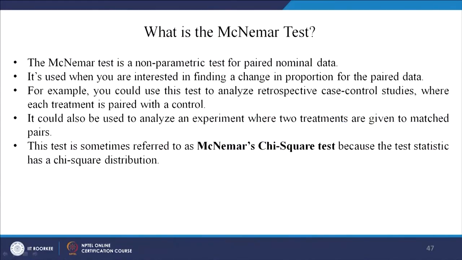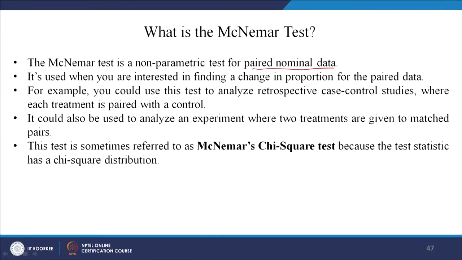It is a non-parametric test for paired nominal data, used when you are interested in finding a change in proportion for the paired data. For example, you could use this test to analyze retrospective case control studies where each treatment is paired with a control, that means before and after. What was your health, how was your weight before you took some protein diet, and what was your health after you took some protein diet, right.